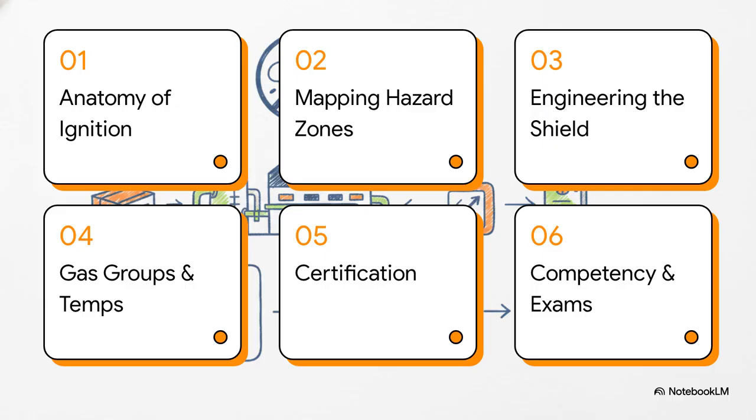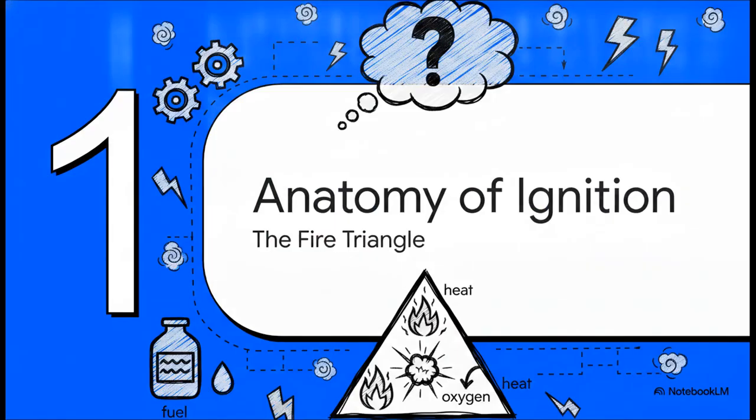Here's our roadmap for today. We'll start with the anatomy of ignition, then map the hazard zones, and look at engineering the equipment shield. After that, we'll cover gas groups and temperatures, certification and compliance, and finally, competency and exam structure. All right, Section 1, the anatomy of ignition.